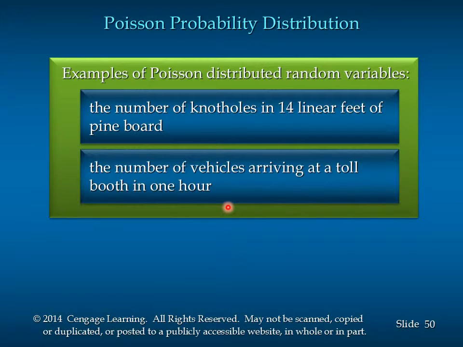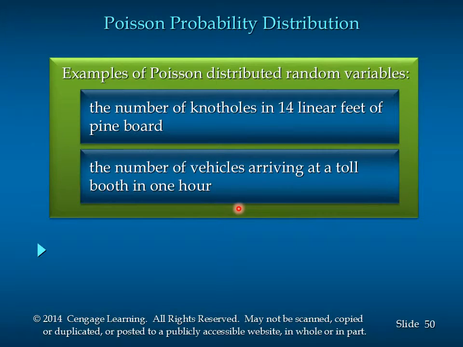So here's a couple of examples: the number of knot holes in linear feet. Linear feet is in some respects a time or distance parameter. The number of vehicles arriving at a toll booth in 1 hour. Anybody been through a toll booth? Anybody ever been in a line at a toll booth? Somebody has calculated how many they needed using Poisson distribution tables.